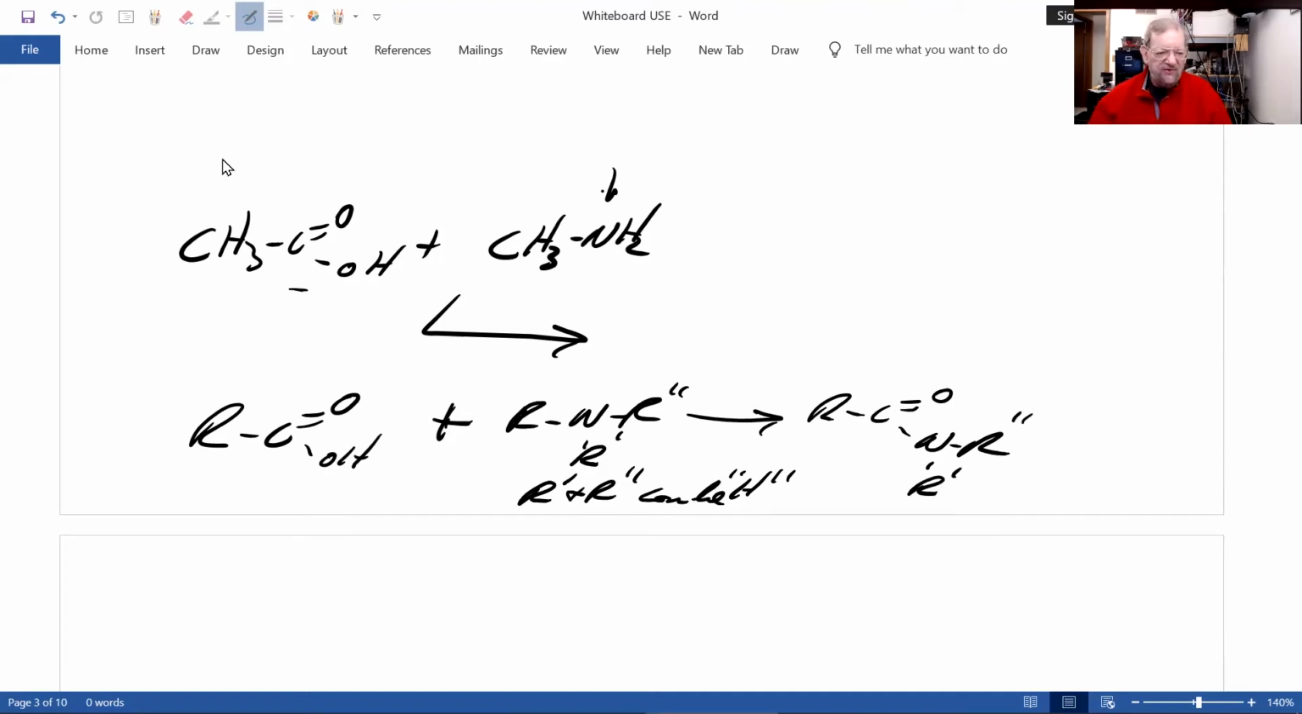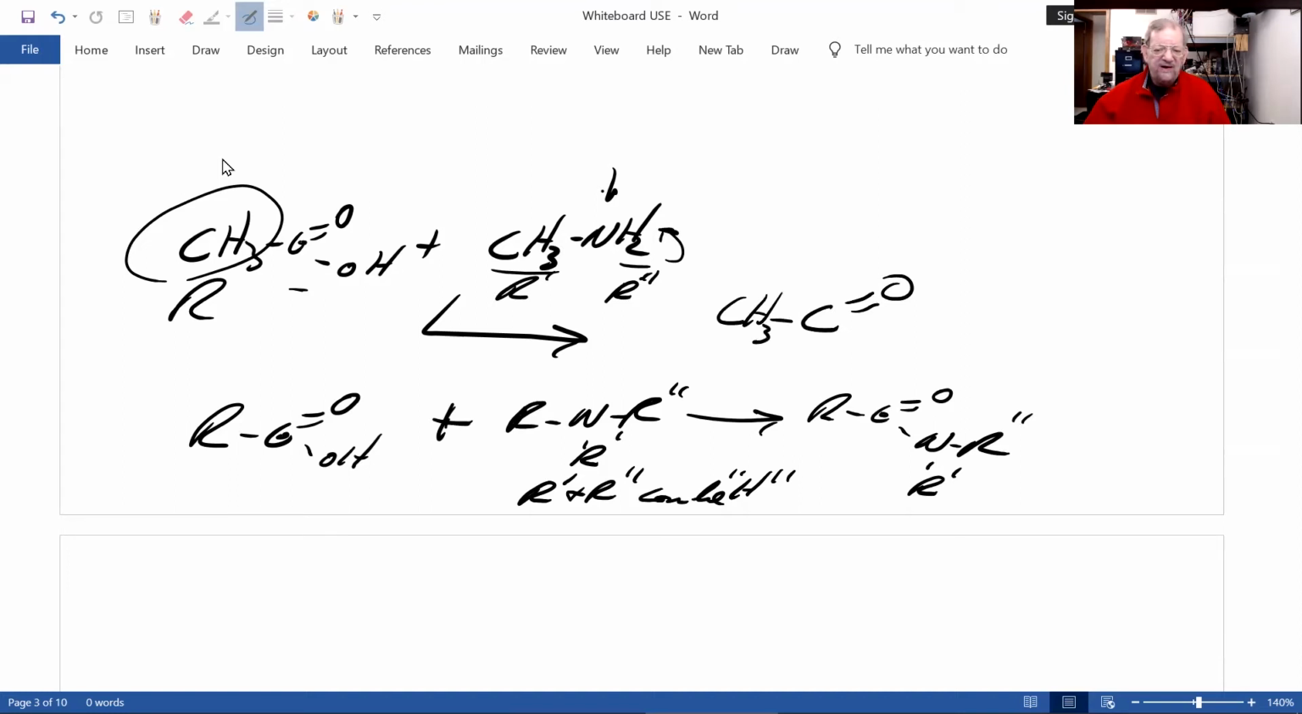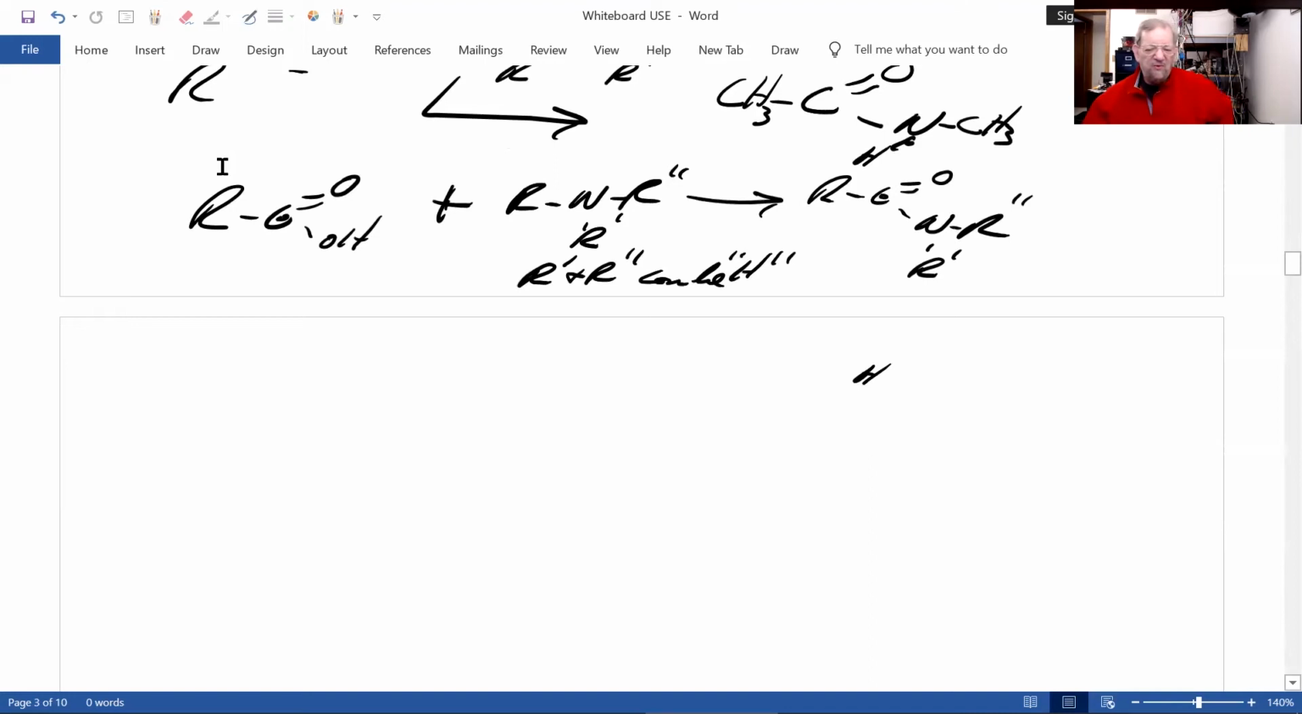Now if we look here, what's our R? Methyl. What's our R prime? Methyl. What's our R double prime? One of these, hydrogen. Therefore, keep your eye on the carbonyl carbon. What's attached to it? R, which in this case methyl, is still attached to it. Then on nitrogen, you have a methyl. You could have put it down here too, and a hydrogen, and that's how you do it. Let me do one more.